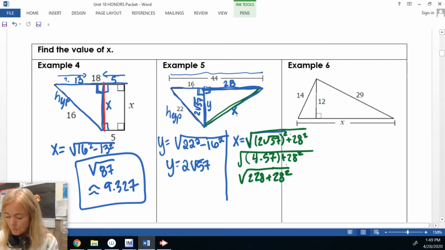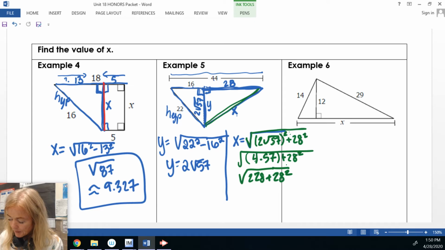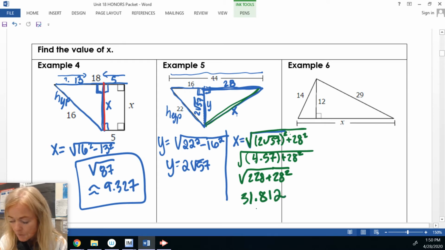It's 228. So that means I would put in the square root of 228 plus 28 squared. Don't square the 228. That's already been squared. It was already something else squared. So it's 31.812 units would be that side measure. Okay.